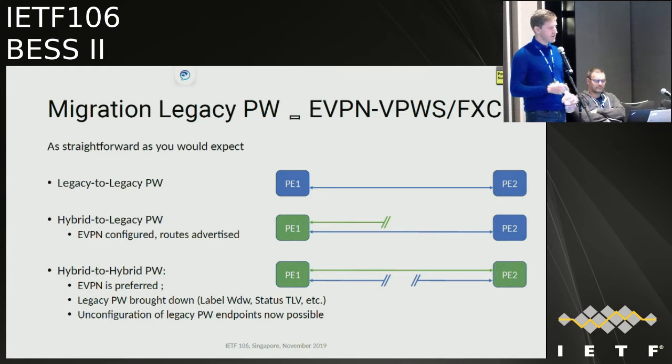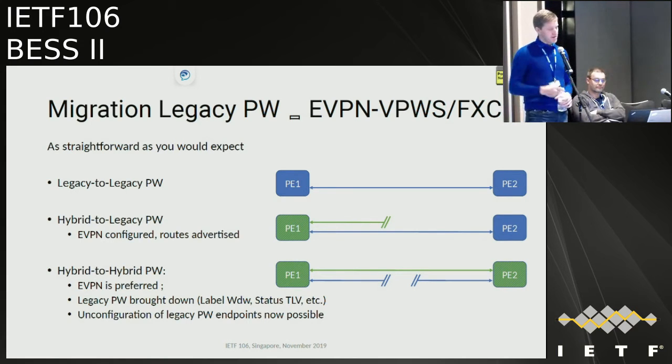So how does the migration from legacy to EVPN VPWS, or even FXC, happen? Essentially, it's as straightforward as you would expect. From a starting point of two PEs that support only legacy pseudowires, LDP or BGP-AD, we then go to a PE1 that now is a hybrid PE, supports the EVPN AFI. And as such, when you configure EVPN on this hybrid PE, in addition to the LDP or BGP-AD routes, the EVPN routes are going to be advertised. And that's represented here essentially in green.